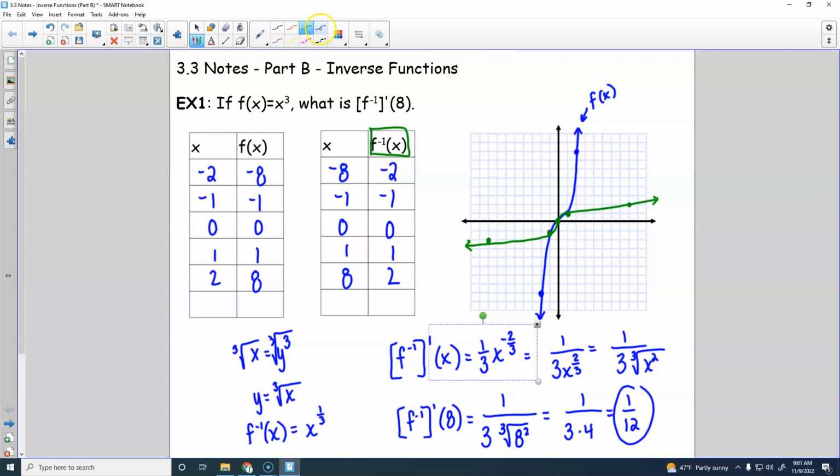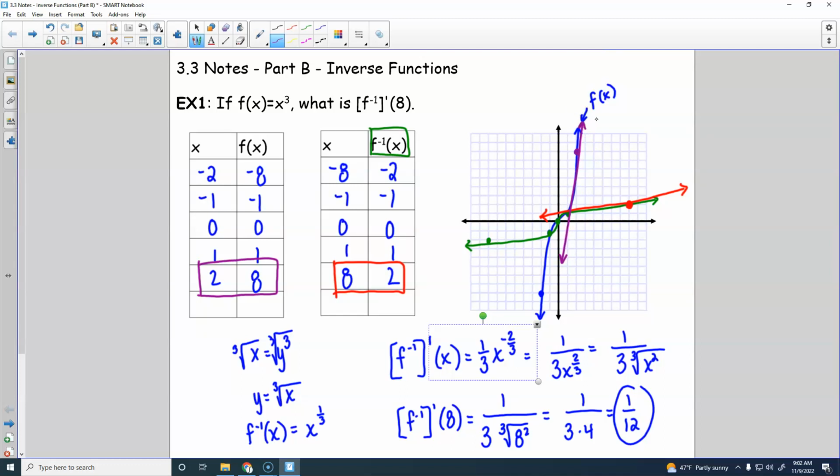So if we think about the point that we're looking at here, we're looking at the point (8, 2), which is right here, right? And we were looking at the tangent line for that. That's what we were trying to find. So the point that corresponds with (8, 2) on the original function would be (2, 8). So (2, 8) would be right here. Tangent line right there would be this purple line right here.